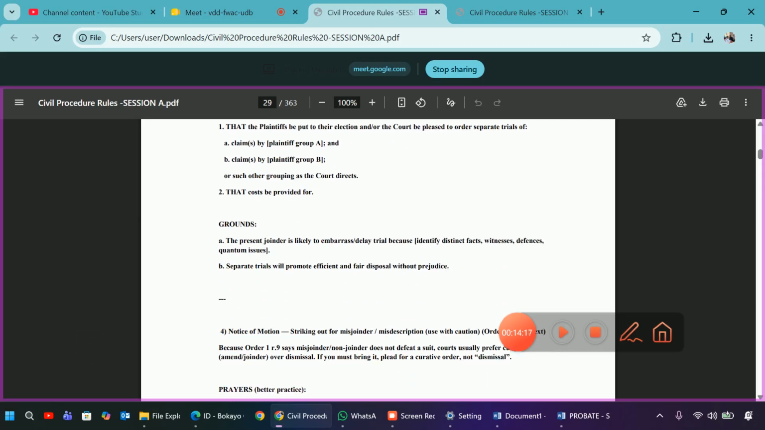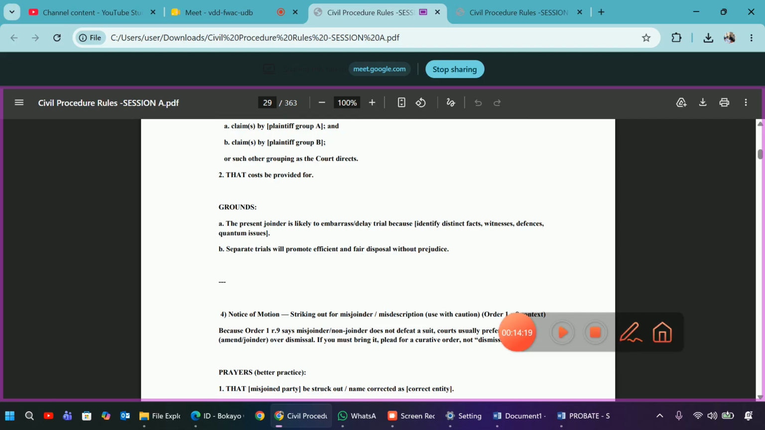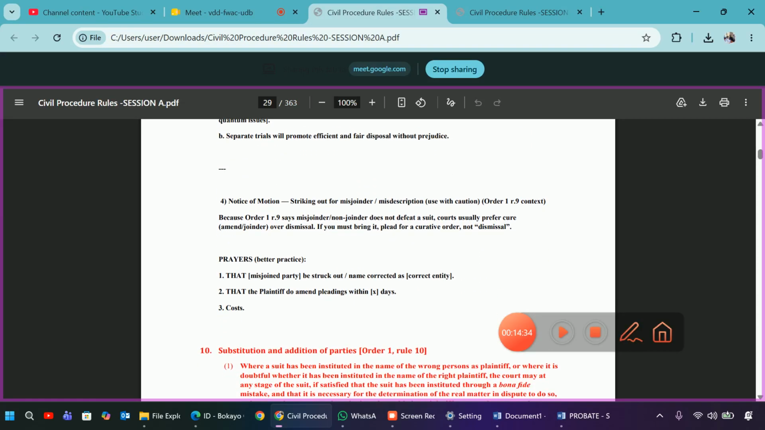The grounds is where the marking scheme is that the present joinder is likely to embarrass or delay trial because it has distinct facts, witnesses, defenses, and countable issues. And B, separate trials will promote efficient and fair disposal without prejudice. That is another application that you can still do.